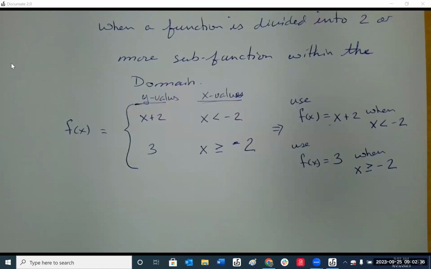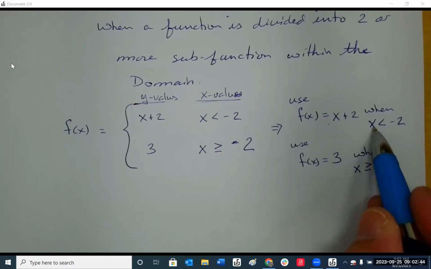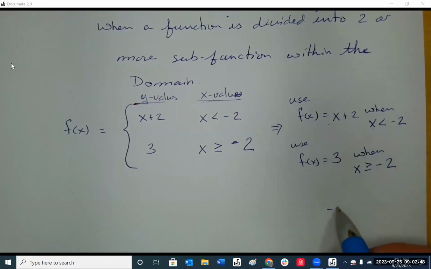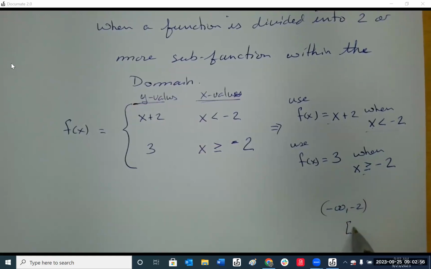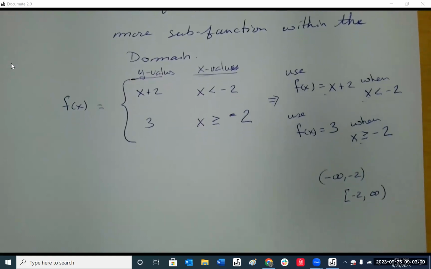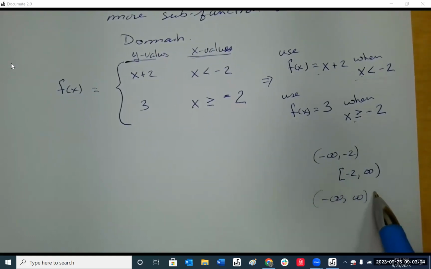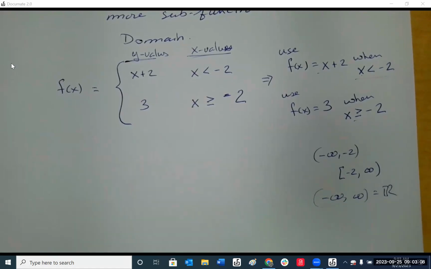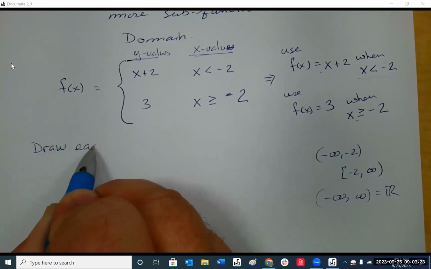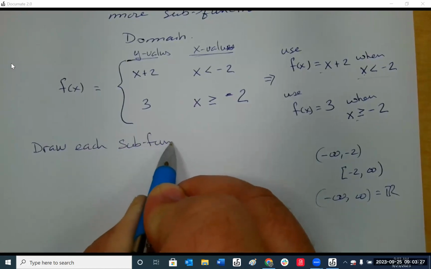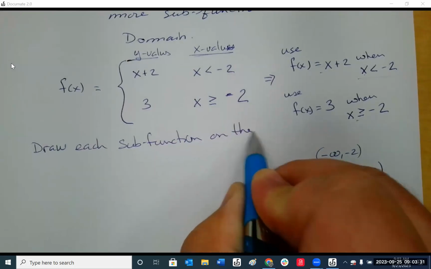First, check to see if all the x's of the domain are all real numbers from -infinity to +infinity. X is less than -2, which goes from -infinity to where? -2. That's what this one says. This one starts at -2 and then goes to +infinity. So together they go from -infinity to +infinity, which is all real numbers. We cannot have a hole anywhere in the domain. It's got to be a continuous function. So draw each subfunction on the same graph.